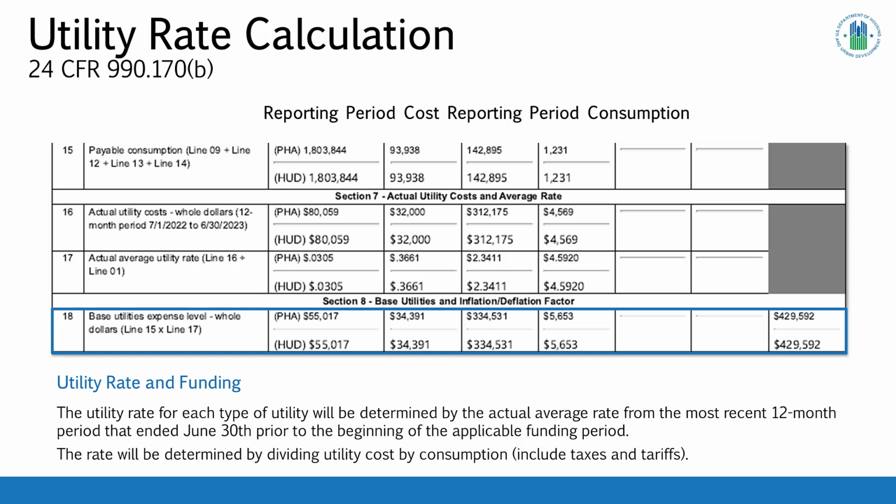So we could say we're paying 0.03 cents for water, 0.3661 for electric, $2.30 for gas, and $4.50 for fuel oil. That's all that we're doing there. We're taking that reporting period consumption and cost, and dividing the utility cost by consumption.